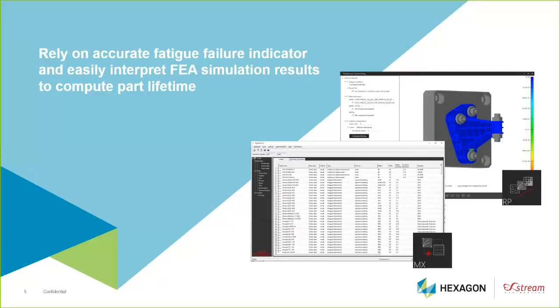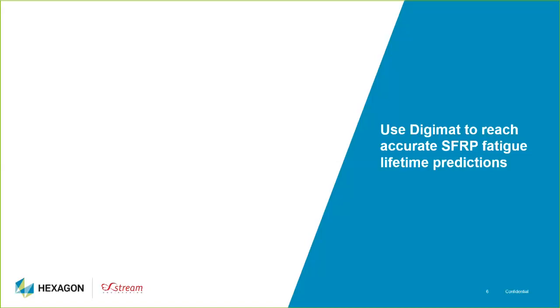So in this mindset, we come with a solution in terms of post-processing and calibration of the material card and a post-processing environment in order to predict accurate lifetime at part level. The key message for you is, why don't you use Digimat to predict part lifetime at part level for short fiber reinforced plastics?